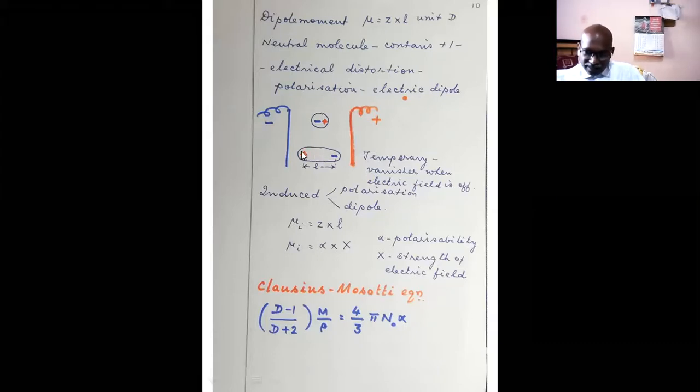But this electrical distortion is temporary. And also it vanishes when the electric field is off. As long as the electric field is on, the distortion will sustain. Once the electric field is off, then the positive and negative will come closer and it will become a neutral molecule once again. That is why this type of polarization is called induced polarization.